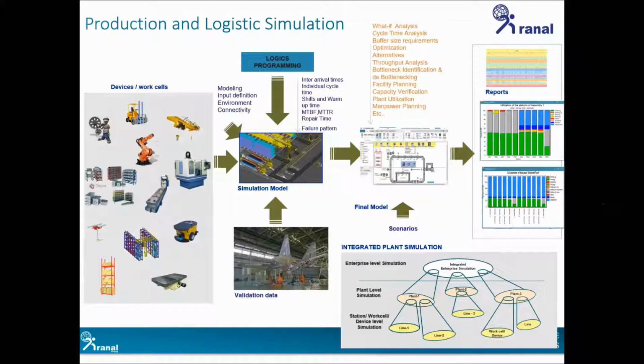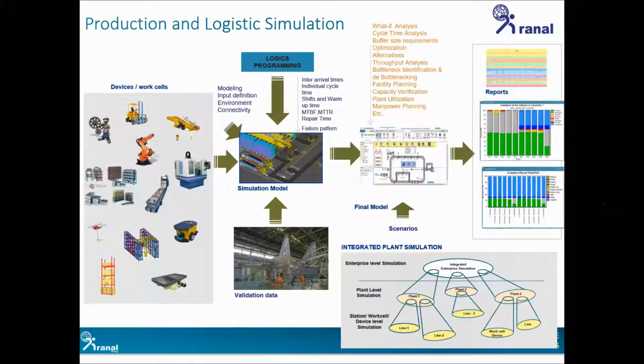Now, once you have the plant ready, you can perform what-if scenarios to look at the cycle time analysis. What happens if you change the cycle time of a particular station, or what is the impact due to buffer size change? How can you optimize it? What are the different alternatives? Perform throughput analysis for a month, for 15 days, 30 days. Identify where the bottleneck is going to be, and how can you avoid this bottleneck.